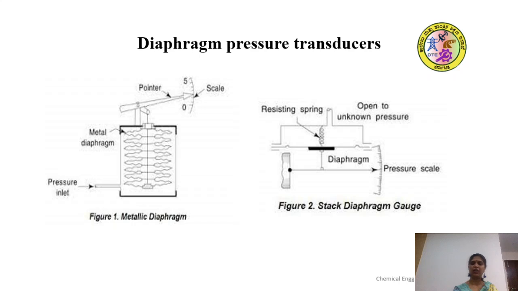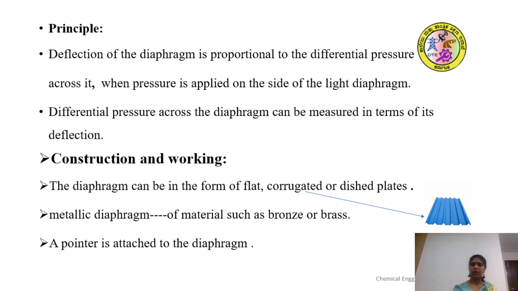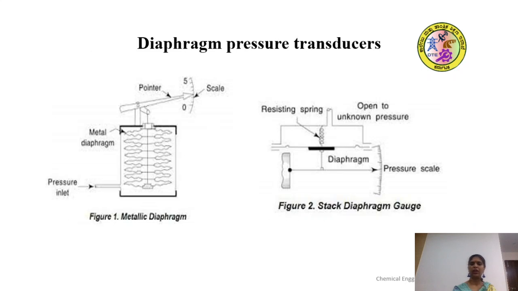So the diaphragm material can also be in the form of a circular flat disc. It is usually made up of a material called bronze or brass. Here in the construction you can look, the diaphragm material is always connected with a pointer mechanism which moves onto the scale. Here also you can see in the stacked diaphragm gauge, the diaphragm material is in turn connected to the pointer which moves on to the pressure scale.